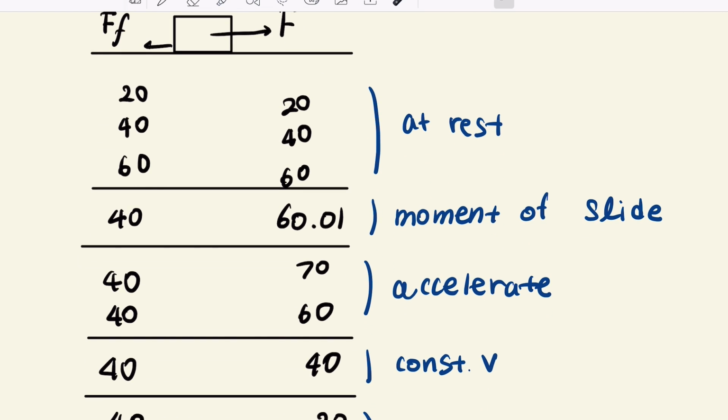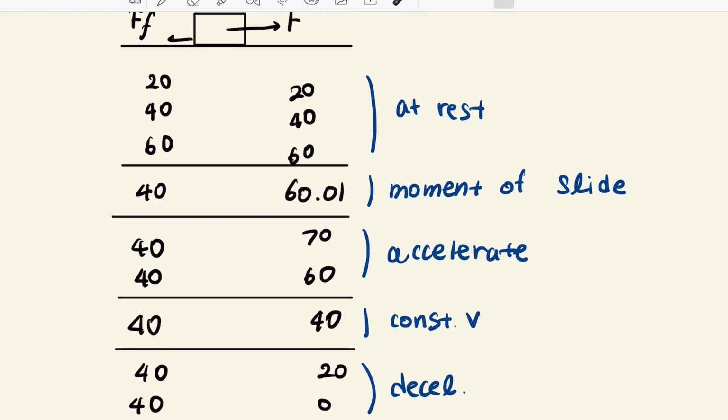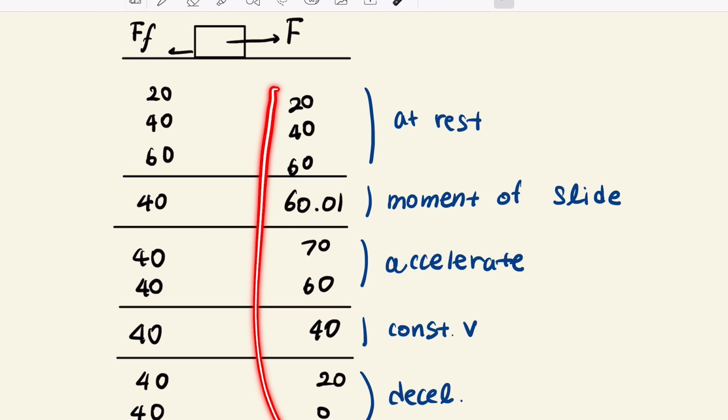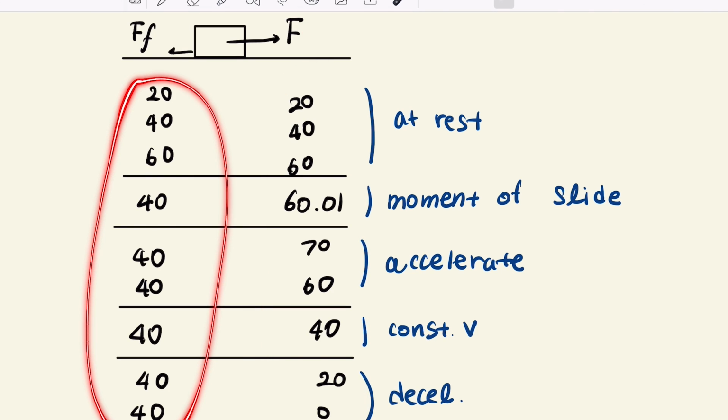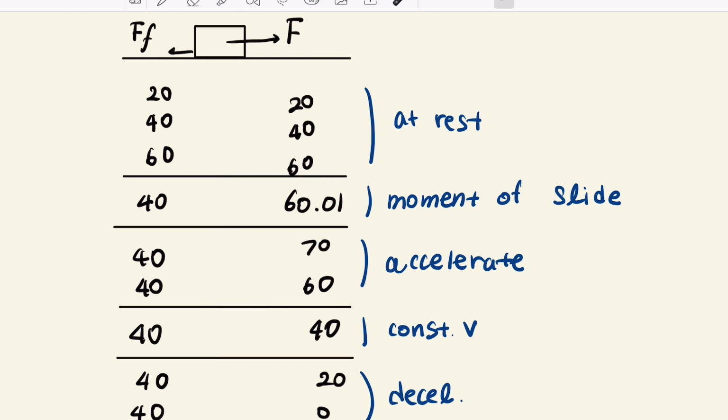So this is a chart that I made, and let's say that these are the values for the force, and these are the values of the friction recorded at different time periods. So here, up to this is when the block is still at rest, but the force is increasing, but the block is still at rest. And this is when the block starts to slide.